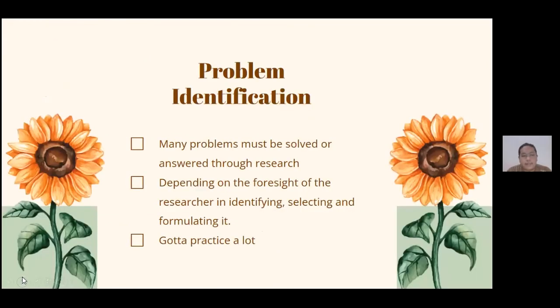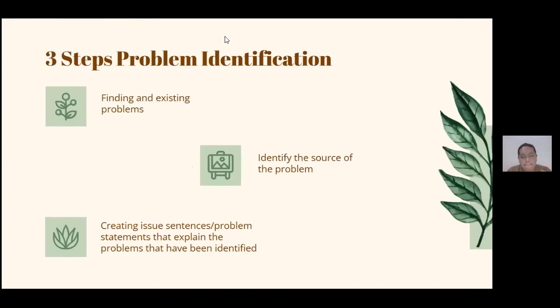Problem identification. Many problems must be solved or answered through research. Then, it depends on the foresight of the researcher in identifying, selecting, and formulating. And we have to practice a lot. Three steps of problem identification. Number 1, finding an existing problem. Number 2, identify the source of the problem. And number 3, creating an issue, sentence, or problem statement that explains the problem that has been identified.